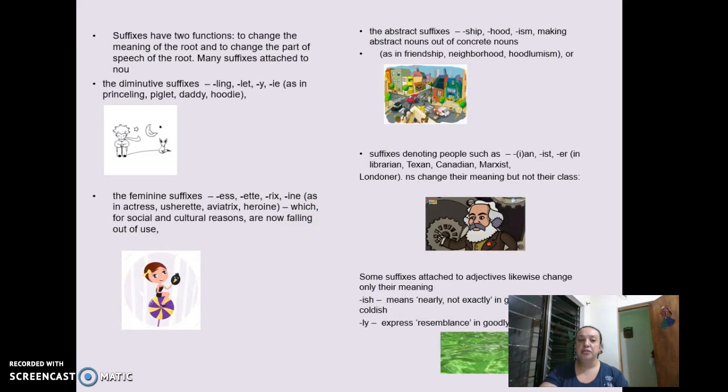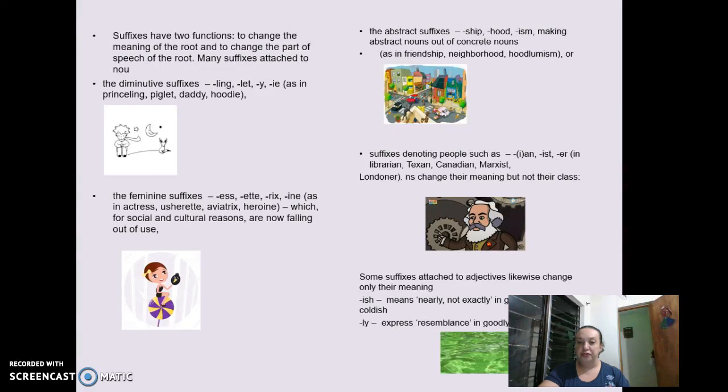Suffixes have two functions: change the meaning of the root or change the part of speech of the root. In English, there are five examples of suffixes. For example, the diminutive suffix, and the feminine suffix, for example, actress, heroine, which has a relation with the culture and the use of the word.